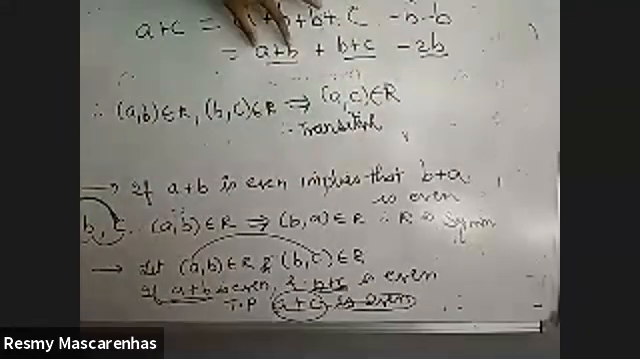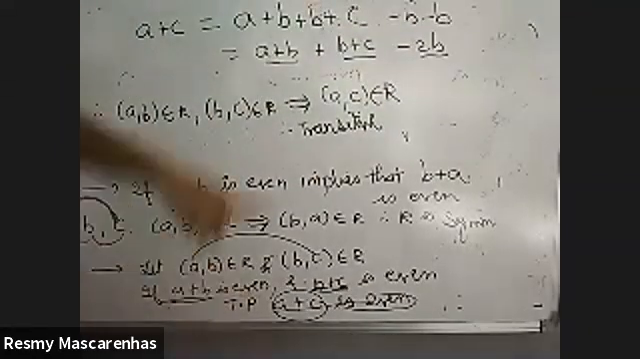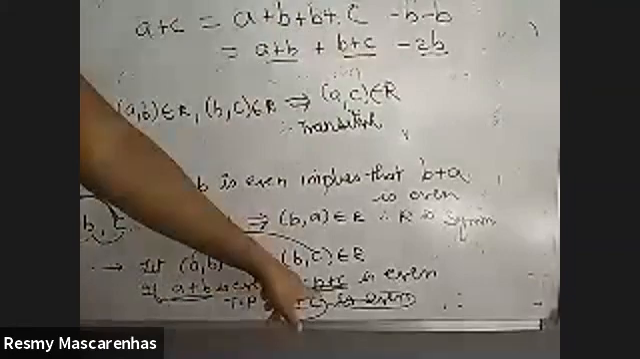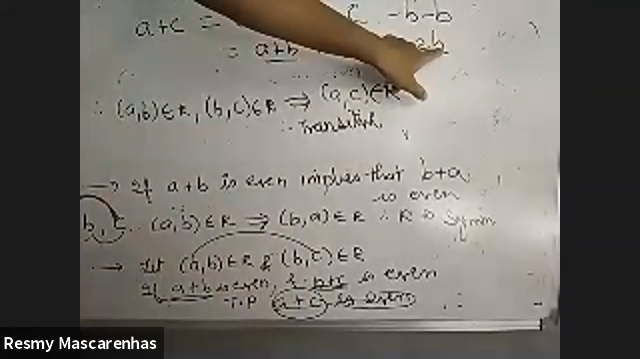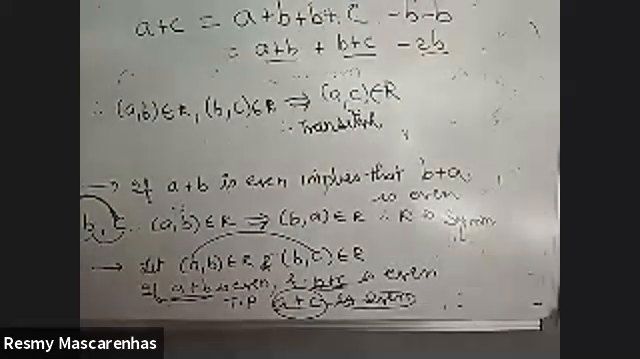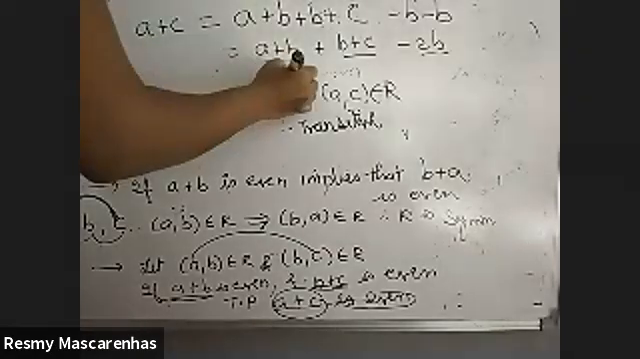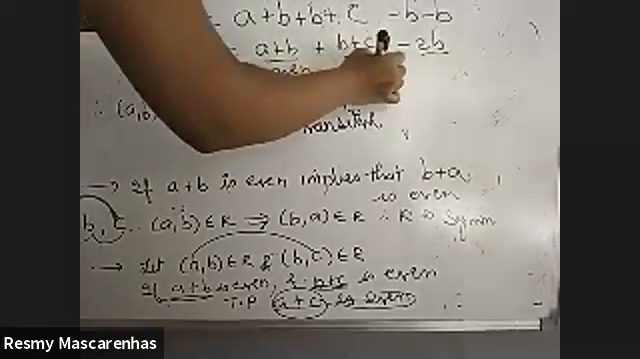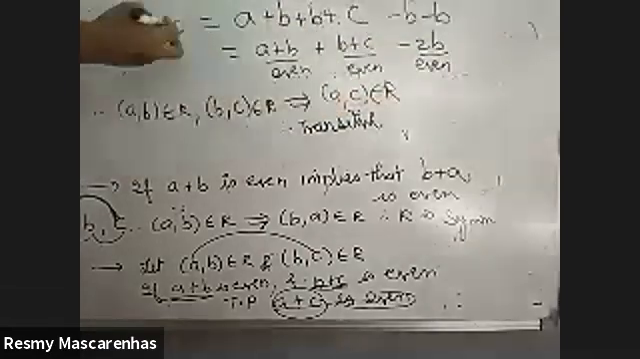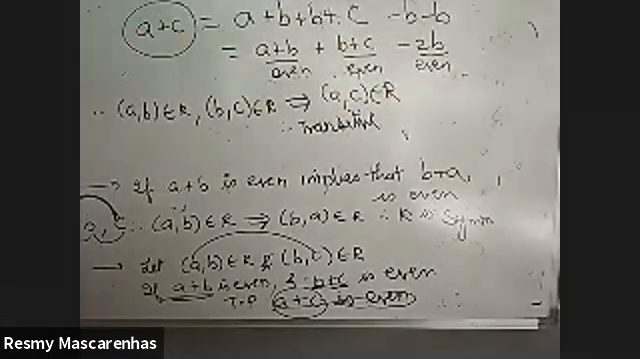And all are even numbers. This is an even number from here. You know that B plus is also an even number. And 2 times anything will obviously give you even. So all are even means your answer will also be even. What is the answer? A plus C. So A plus C is even.